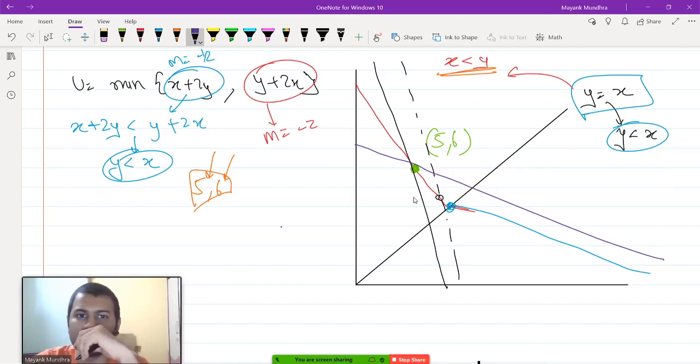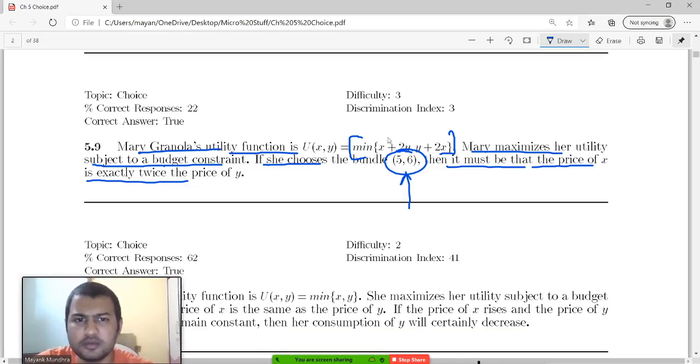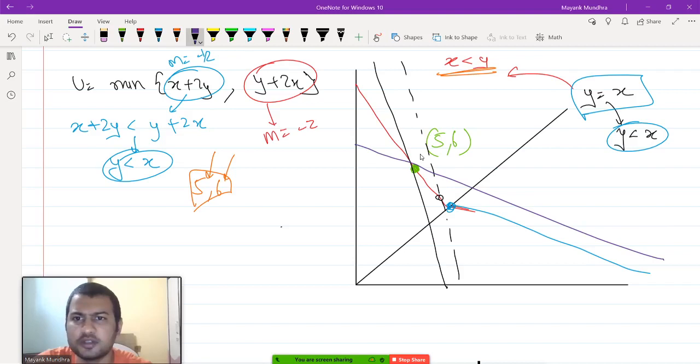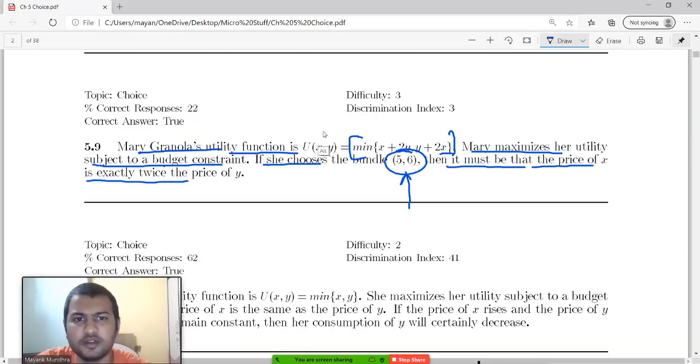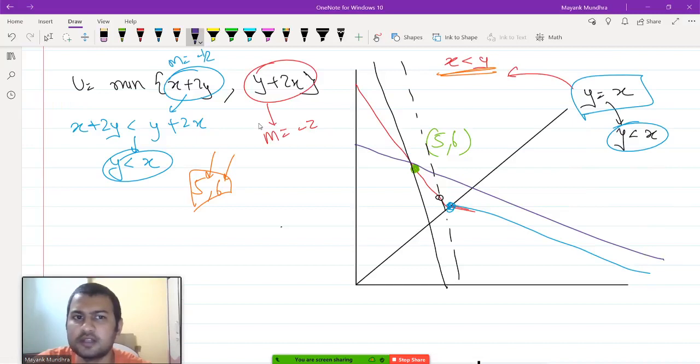Wait, I made some mistake. X plus 2y, y plus 2x, x plus 2y. X plus 2y will be the min function, right? When y is less than x, y is less than x to the left. So when y is less than x, slope should be equal to half.